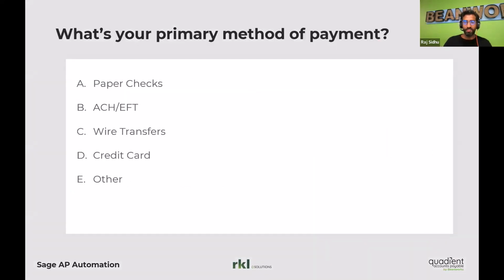So before we jump onto the next section on expenses, I'm going to run a quick poll. So I'm curious to know what your primary method of payment is as a business. Is it paper checks, ACH, EFT, wire transfers, credit cards, or is it another means? I'll share the results on the next poll.